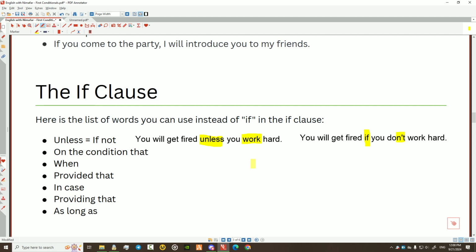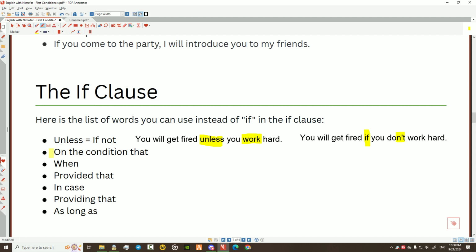But you cannot say unless you don't work hard. No. Unless always comes with a positive clause, not a negative one. You cannot say unless you don't. That's wrong. Unless you work. On condition that, it's very basic and obvious. On condition that you help me, I will pay you, for example.